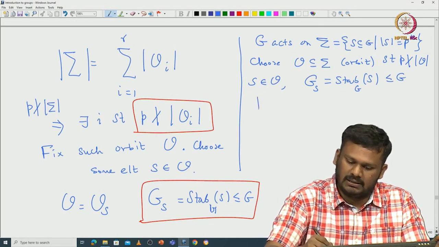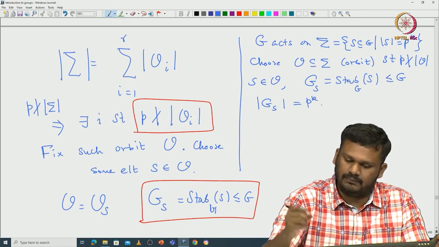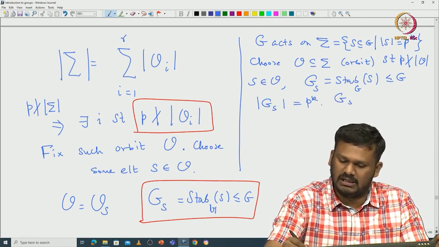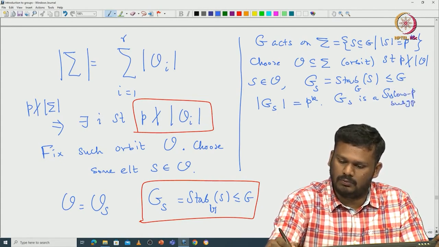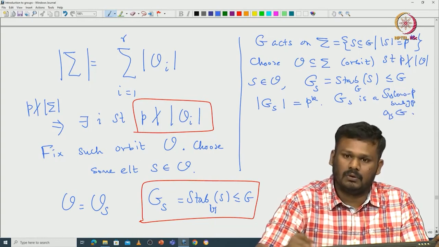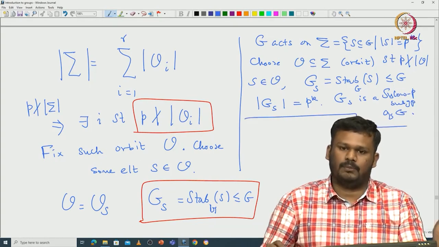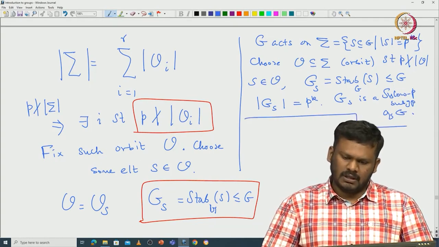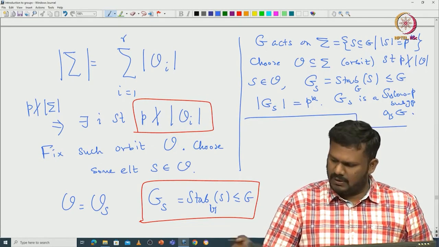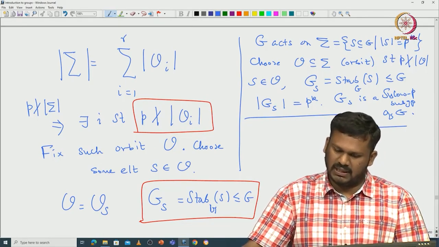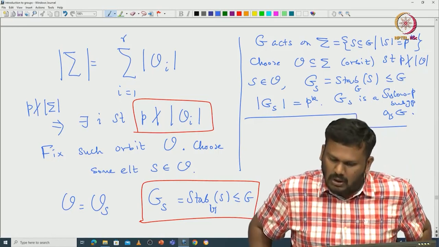We proved that the cardinality of G_S is exactly p power k. And in particular G_S is a Sylow p-subgroup of G. So this is what we have proved. So let us look at this very closely, and then we try to understand what happens to the orbit.